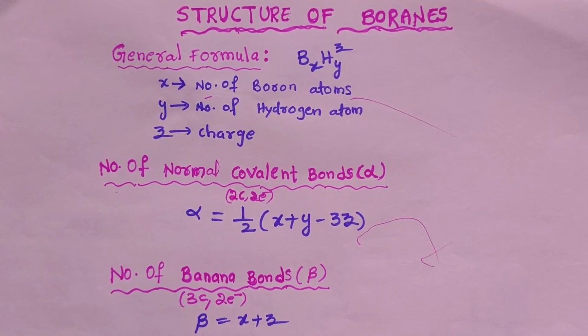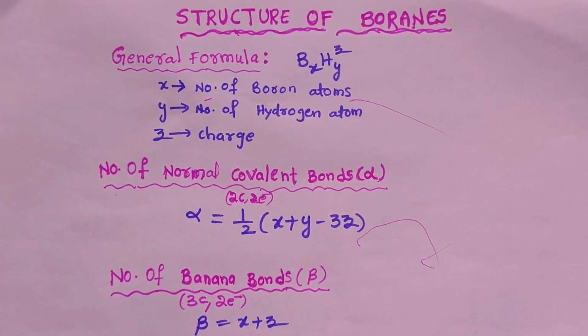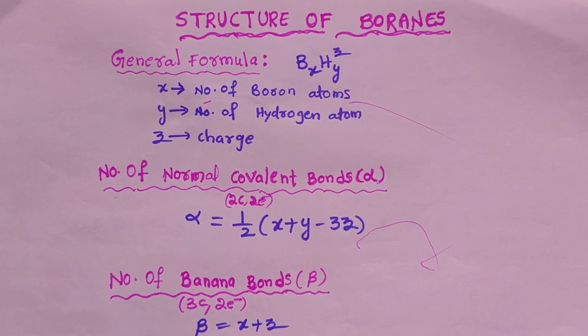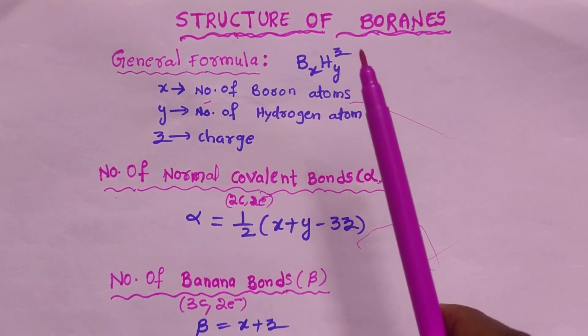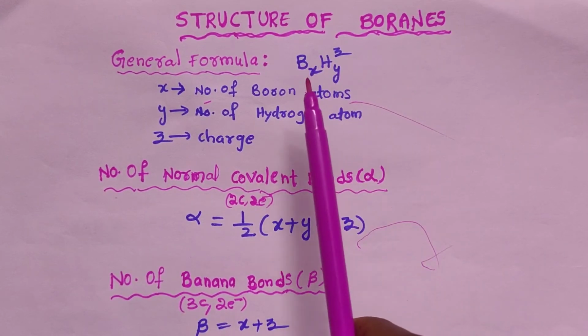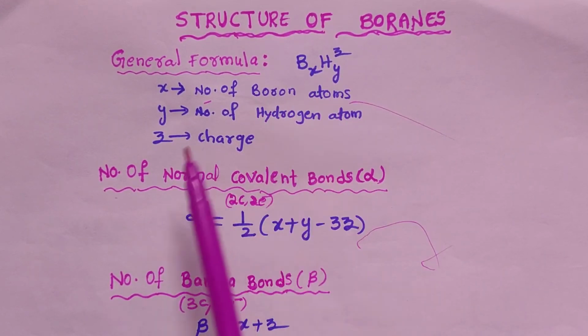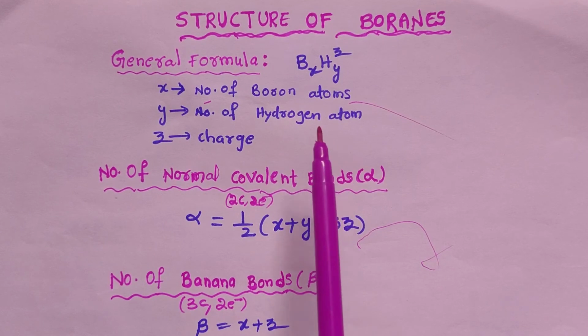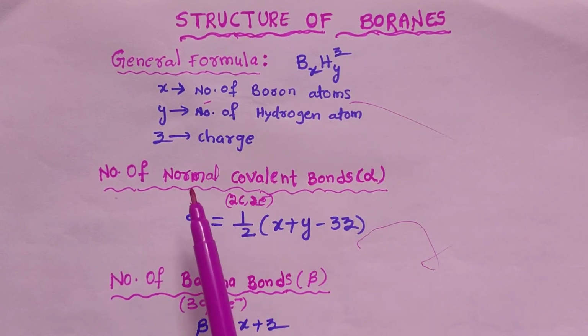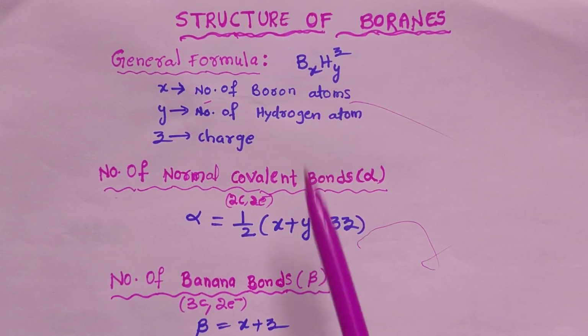Hello my dear students, in this video now we are going to learn about the structure of the simple boranes as well as the higher boranes. We can write the general formula of the boranes as BxHy^z. Here x is the number of boron atoms, y is the number of hydrogen atoms, and z is the charge present on this species.